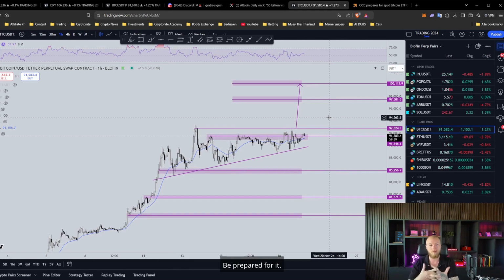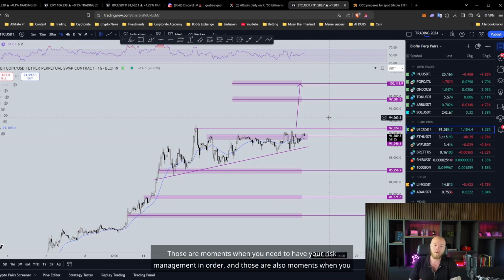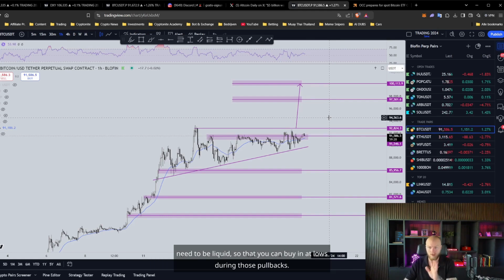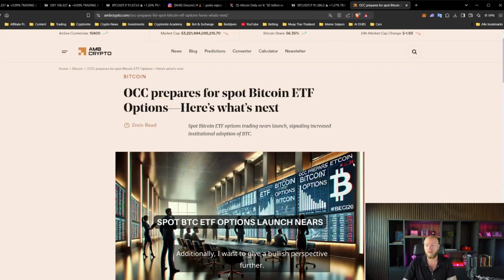Be prepared for it. Don't expect us to go up in a straight line only. We will have pullbacks. Those are moments when you need to have your risk management in order, and those are also moments when you need to be liquid so that you can buy in at lows during those pullbacks. That is what you want to do. Additionally, I want to give a bullish perspective further. It looks good and such a pullback is normal, but I just want to keep you informed about that.